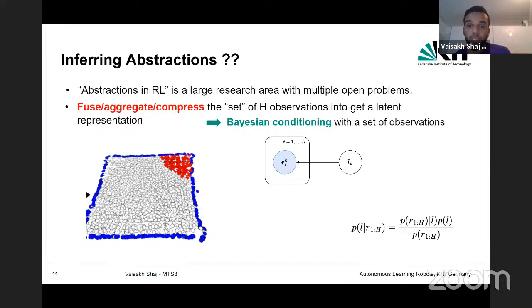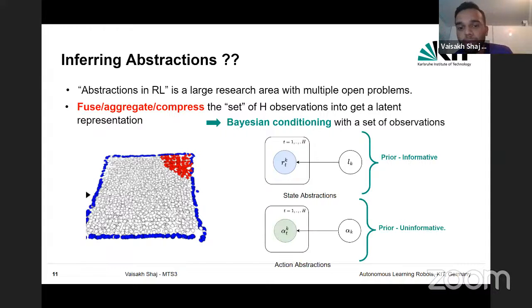And since it's Bayesian, we have a prior. What should this prior be? This prior can be assumed to be uninformative, like a zero mean unit variance prior. But we have some prior information from the previous abstract time step, right? So the prediction from the previous time step is used as the prior here, so we use an informative prior. This is how you get the state abstraction. And we follow a similar procedure for getting action abstraction, which is defined as an aggregation of a set of primitive actions, the same way in which you define the state abstractions.